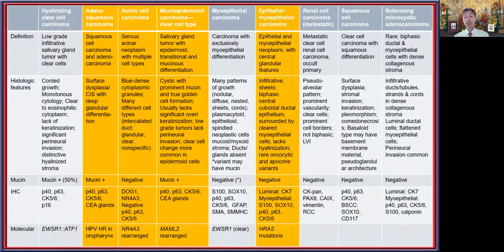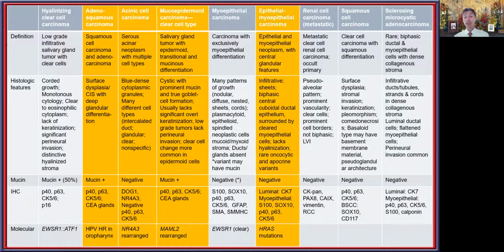So let's start out with the obvious diagnosis in this case, which is the hyalinizing clear cell carcinoma. And as you all know, this is a low-grade salivary gland type carcinoma, having both clear and eosinophilic cells, usually some sort of hyalinized stroma in the background, and a very strong association with the EWSR1 rearrangement.